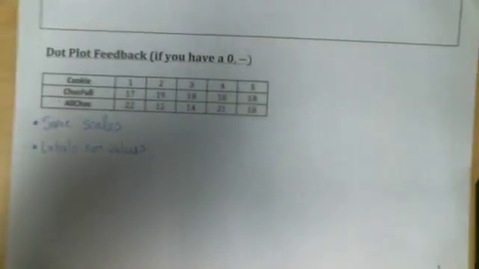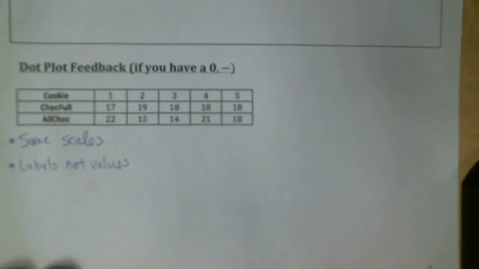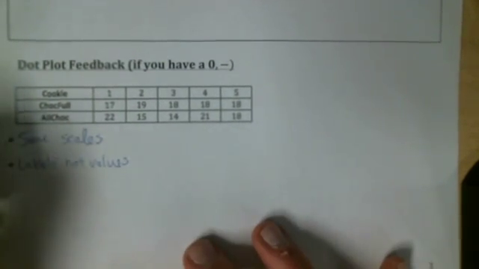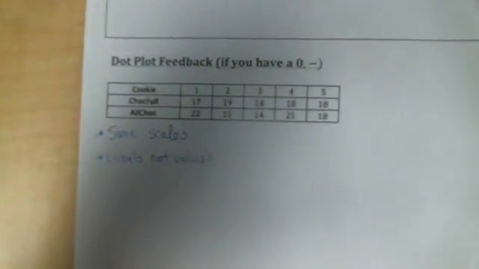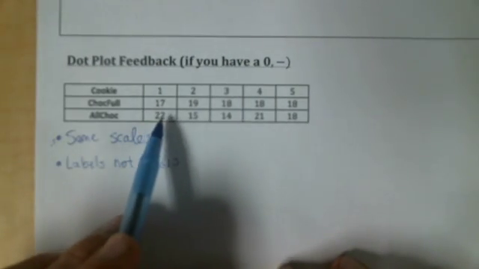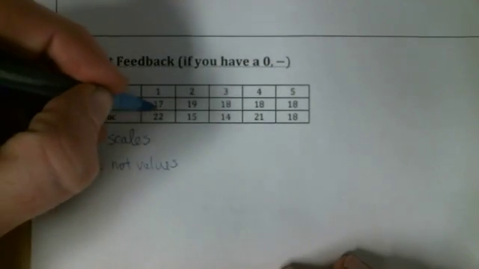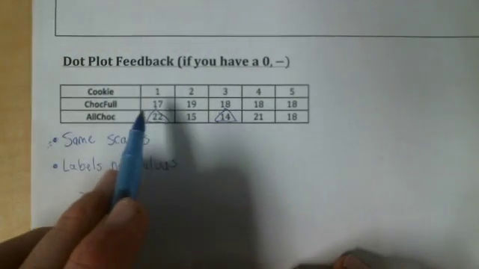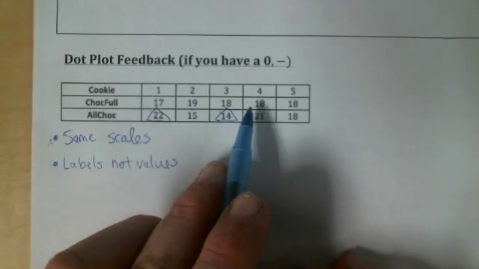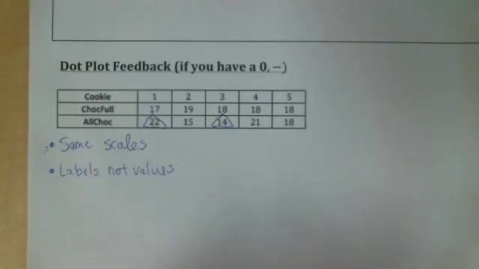All right, let's go ahead and take a look here and see what kind of advice I can give you to improve your dot plots. My first thing would be to have the same scales for both of your dot plots. So for example, it looks like for this one, I need to get a pretty big range. I need to get all the way up to 22 and as low as 14. Even though these values for chock full are not as wide, I still want to use the same scale.